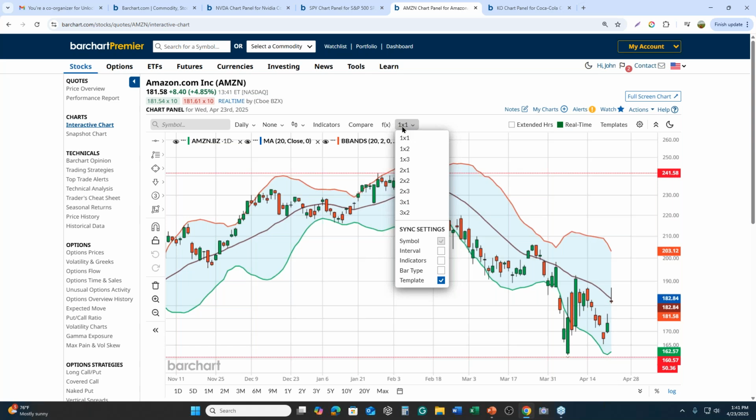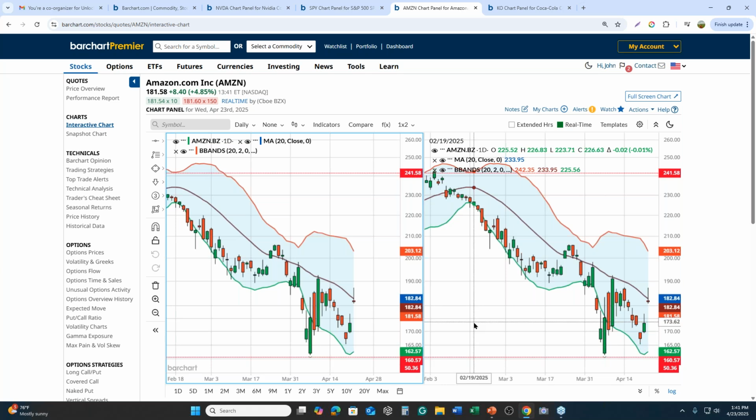So if you come in where it says 1 by 1, what this is going to do for you guys is going to give you multiple grids or multiple charts on the same page. For instance, a 1 by 1 is one chart. A 1 by 2 is one row, two charts. 2 rows, one chart. 2 rows, three charts. 3 rows, two charts. So for instance, let's go to a 1 by 2, one row, two charts.